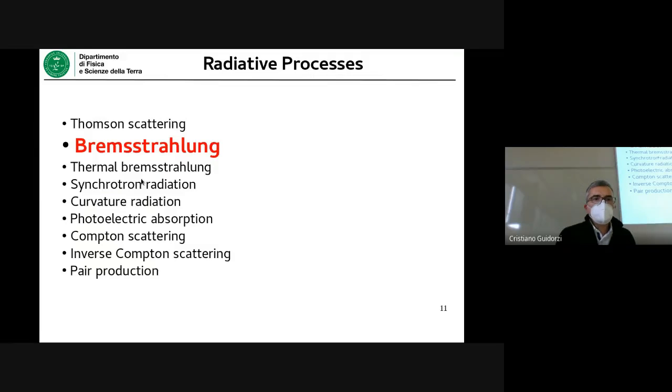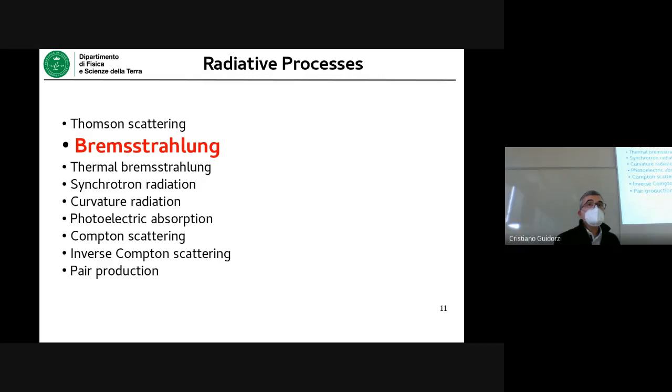Last time we reviewed Thomson scattering. Particularly, we saw the properties of how Thomson scattering scatters radiation depending on the direction.